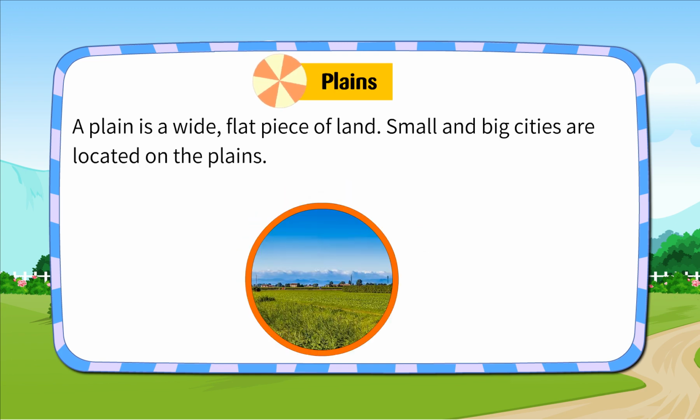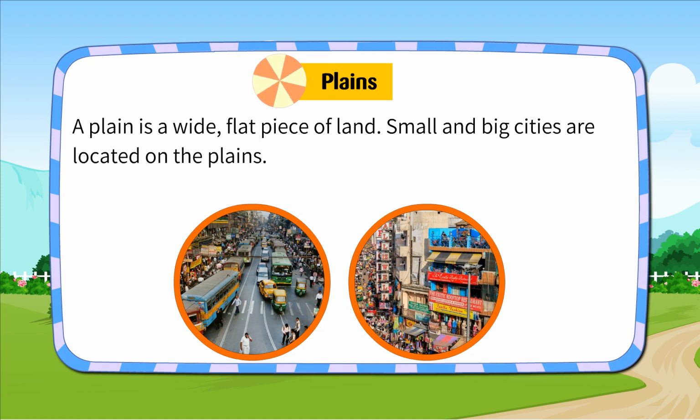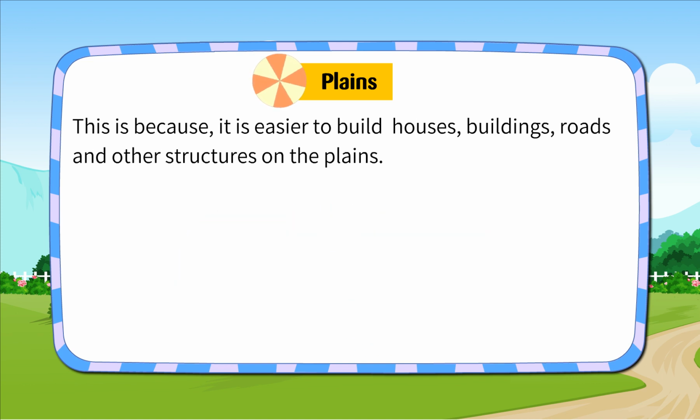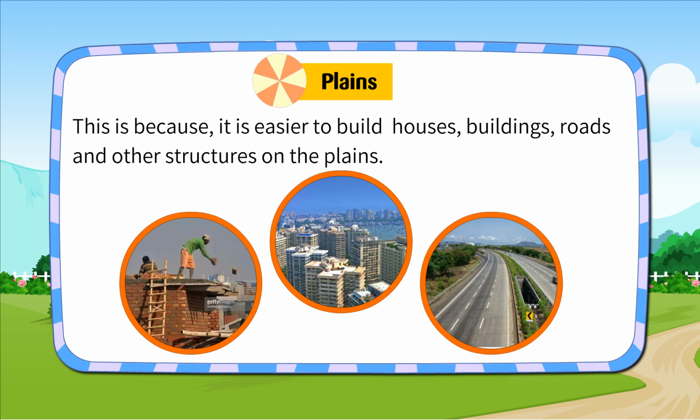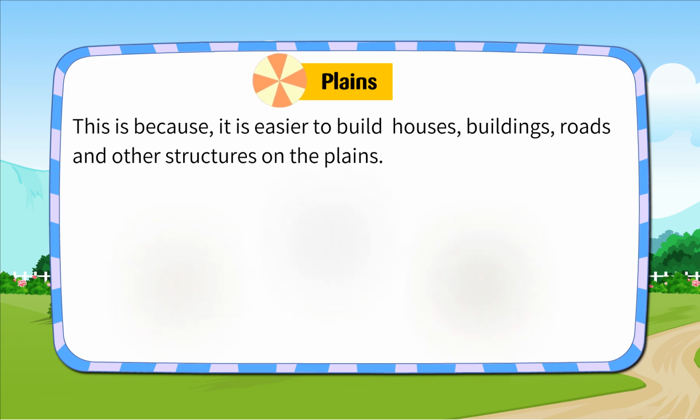Plains. A plain is a wide, flat piece of land. Small and big cities are located on the plains. This is because it is easier to build houses, buildings, roads and other structures on the plains.